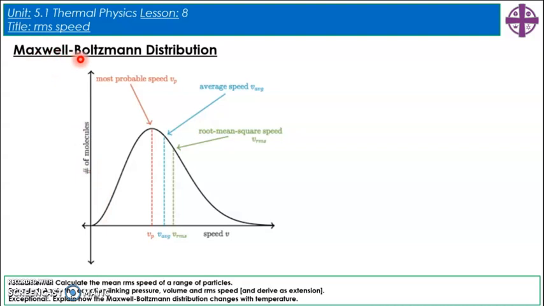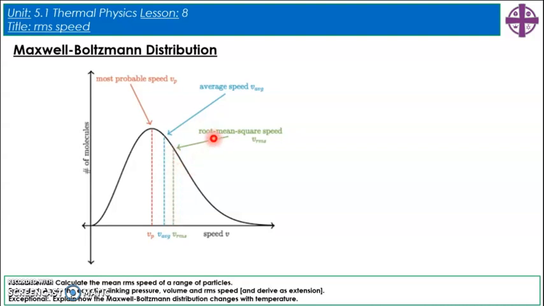And this Maxwell-Boltzmann distribution graph shows that range of values. So here we can see we've got speed on the x-axis and number of molecules on the y-axis. We can see here this peak is the most probable speed of the particles. This line here, shifted to the right of that, is where you would find the average, the mean speed of the particles. And then a bit further to the right of that is the root mean squared speed value.